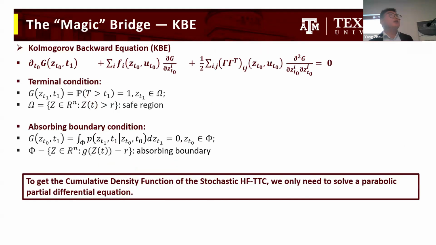So we did some very analytical magic. We use the Kolmogorov backward equation, and what we prove is a very simple story: if you want to get the cumulative density function of the stochastic high-fidelity time to clear, you only need to solve a parabolic partial differential equation, which is readily solvable by currently existing solvers, for example, the finite difference method. But as I said, I'll just skip the mathematical details, just tell you the story.